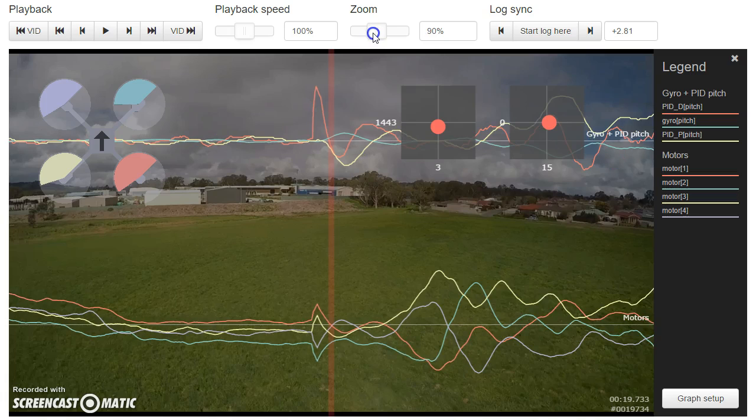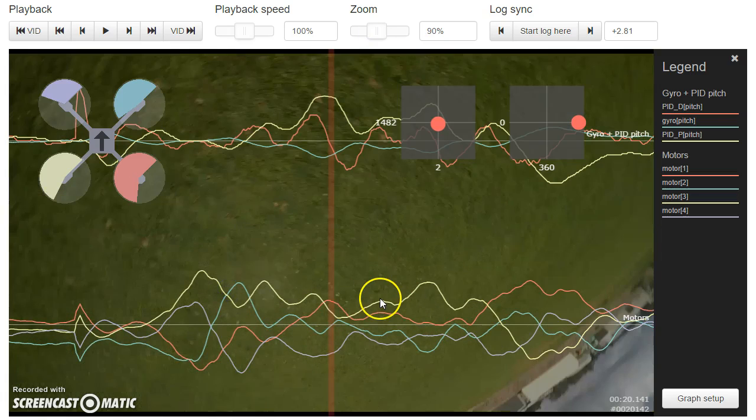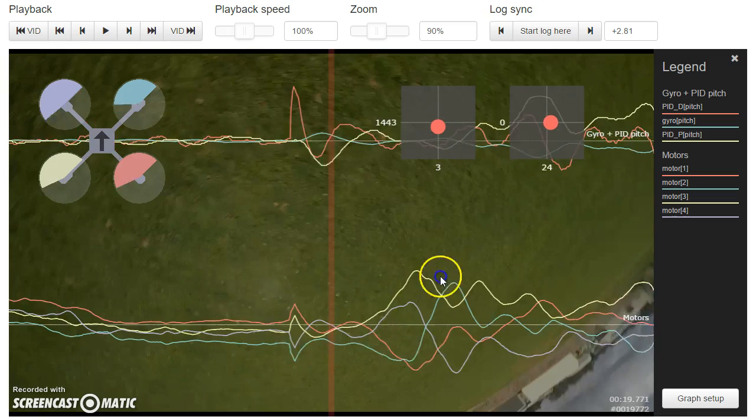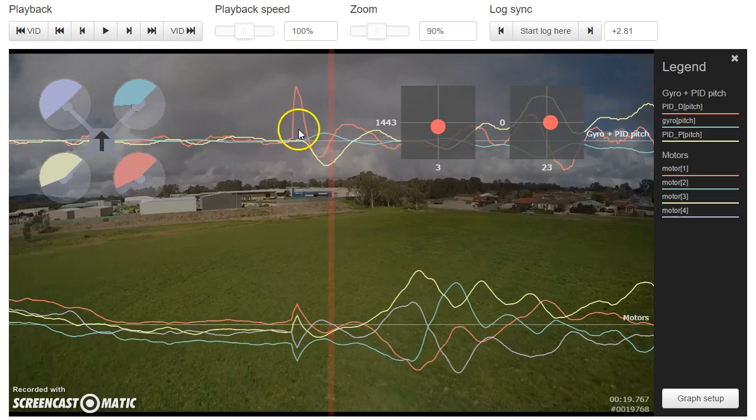I don't have an answer for you. We'd have to refer to somebody who knows a lot more about the PID algorithms than me to understand how that's even possible based on what we're seeing here. I almost wonder if it's glitchy data somehow. But we can see also that the motors moved, so it isn't, but I don't know.